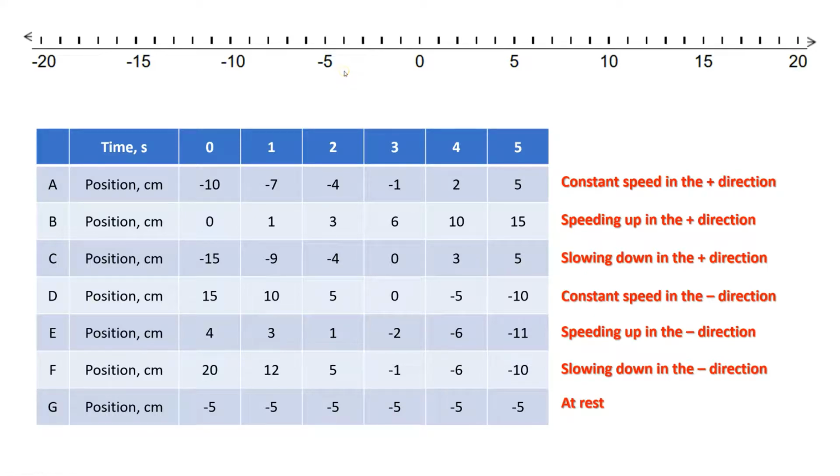So whenever we're looking at position locations in a data table, to know what direction the object is moving, if the numbers are getting bigger, they're moving to the right, and if the numbers get smaller, they're moving to the left. If the spacing between the numbers is increasing, the object is speeding up. If the difference between the values is decreasing, the object is slowing down.